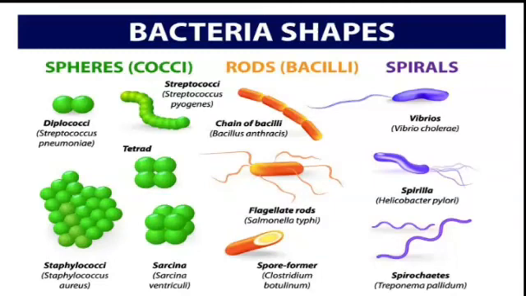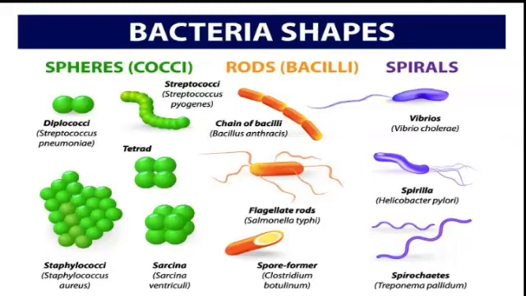Diplococci is Streptococcus pneumoniae. You can see there are 2 spherical shapes here, and in staphylococci they are a group of spherical shapes together, Staph aureus. And then Streptococcus pyogenes arranges in a linear sequence. Rod shaped bacteria are called bacilli. They will be a single rod, or they may arrange in a linear sequence to form a chain of bacilli.